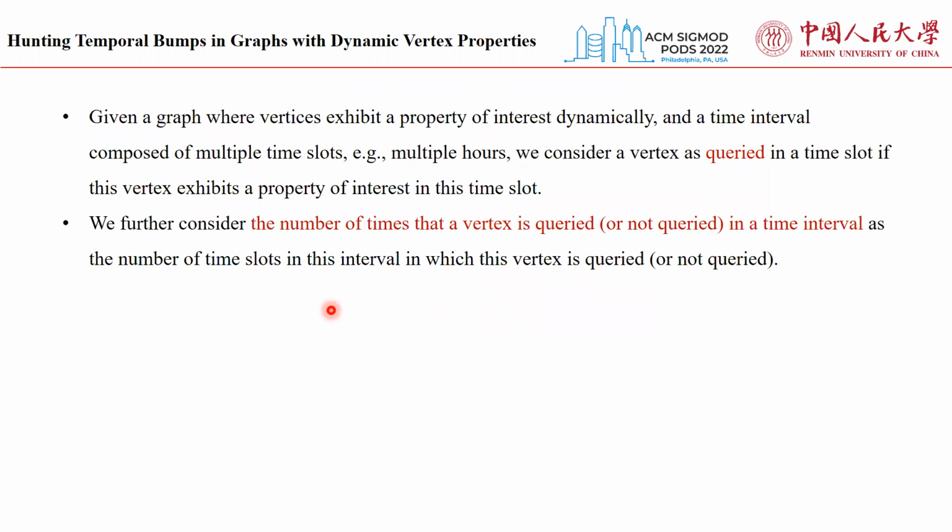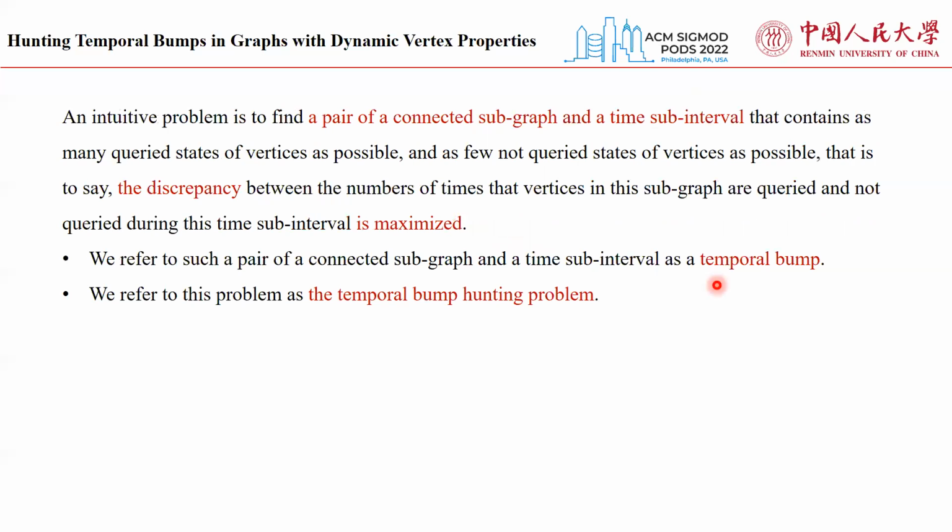Given a graph where vertices exhibit a property of interest dynamically and a time interval composed of multiple time slots, for example, multiple hours, we consider a vertex as created in a time slot if this vertex exhibits a property of interest in this time slot. We further consider a number of times that a vertex is created or not created in a time interval, and a number of time slots in this interval in which this vertex is created or not created.